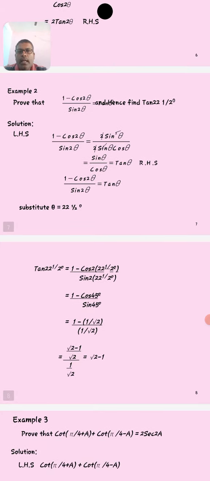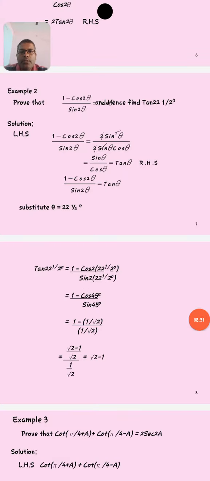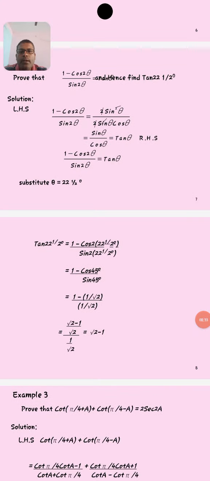That is, tan 22.5 is equal to (1 minus cos 2 into 22.5) by sin 2 into 22.5. That is equal to (1 minus cos 45 degrees) divided by sin 45. What is the cos 45 value? 1 by root 2, and sin 45 is also 1 by root 2. So we substitute 1 by root 2 in the place of 45 degrees. So here (1 minus 1 by root 2) divided by 1 by root 2.